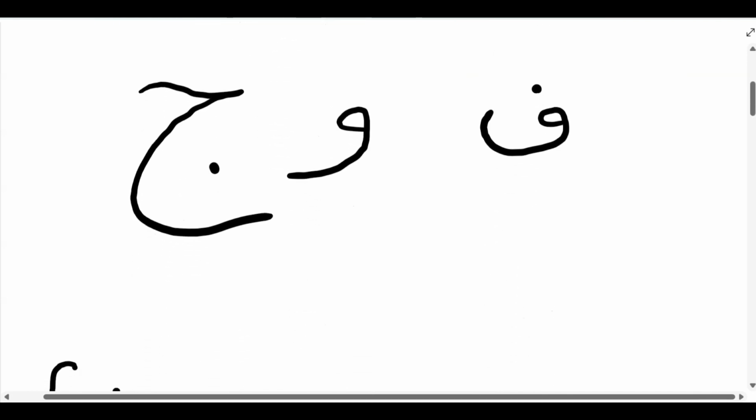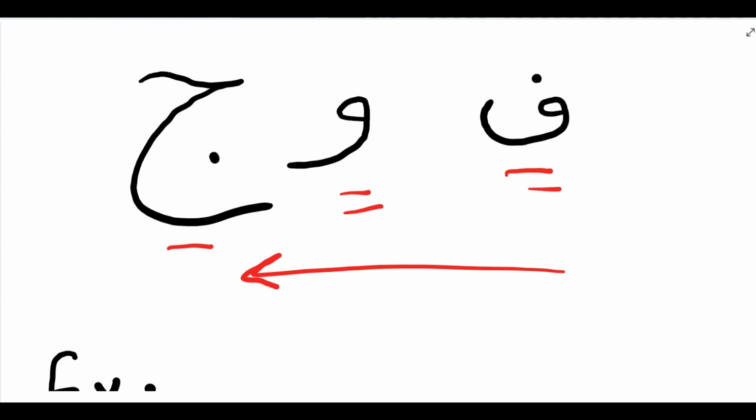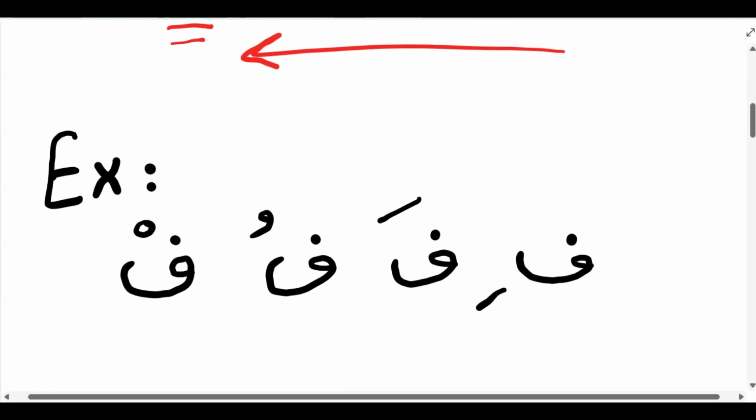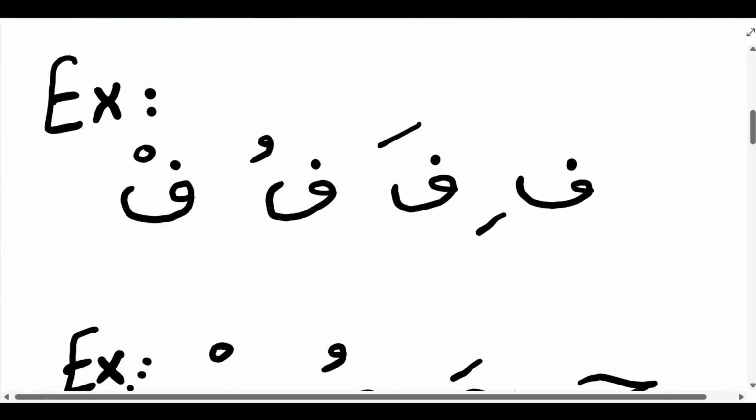So, fawjun is made up of these three letters: f, w, j. In Arabic, you read from your right to left this way. So it's f, w, j. So the first letter is f. I'm not going to tell you what it's called, but let's just say the sound of it. It's f.